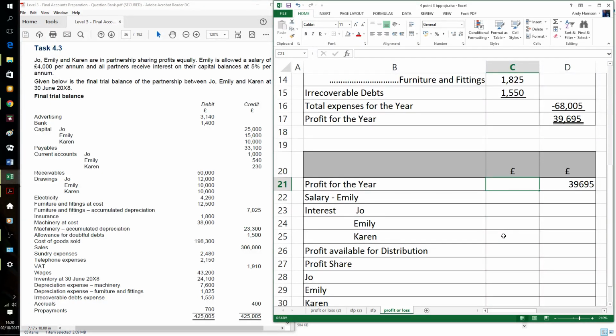Now that's not going to use this column, sometimes you will, but not on this one. So these are all minus figures. Remember, the salary is not a true salary, it's just the profits being appropriated before they're shared out. Only Emily gets a salary. Now this one we've got to work out. That's her capital.